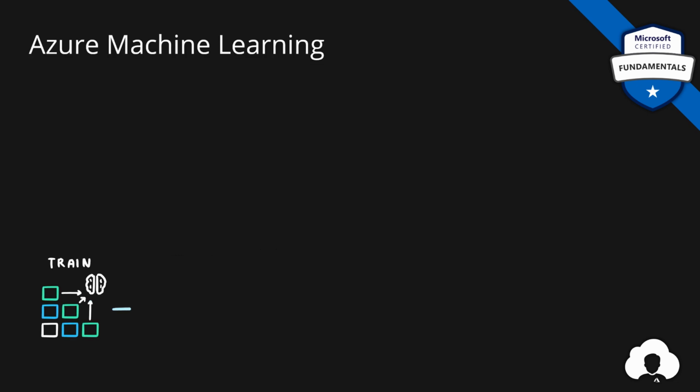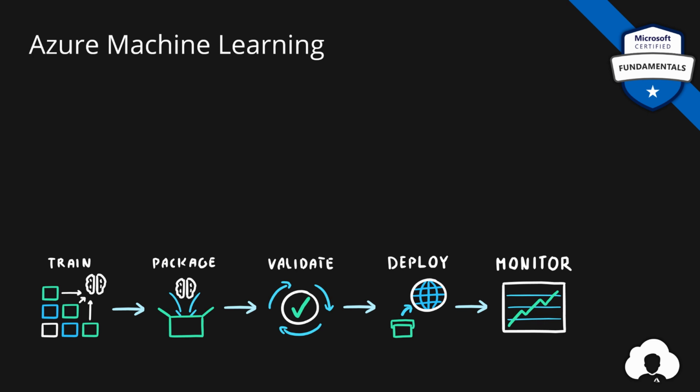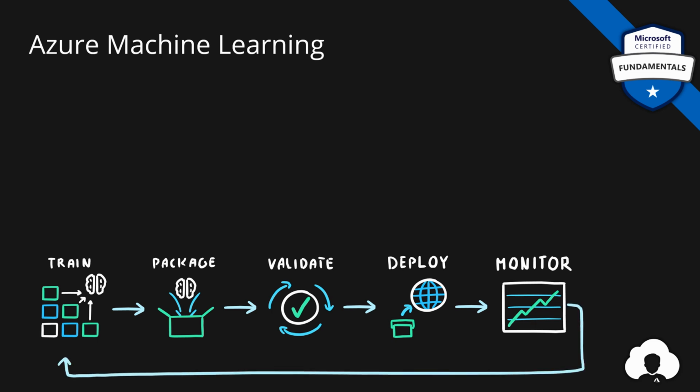Typically, the process of building a machine learning model consists of training the model based on our data, then packaging and validating that model. If we are happy with the results, we can deploy those models as web services, then monitoring those web services and retraining the model to get even better results.